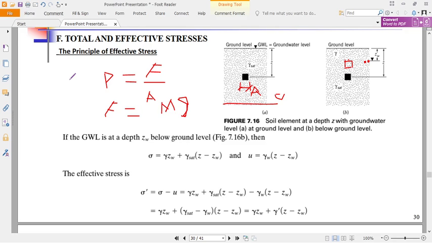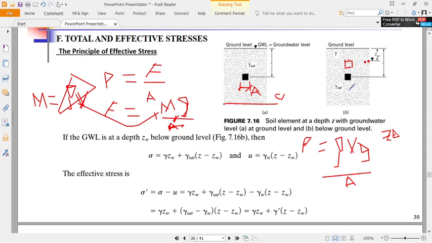So what is volume? Volume is equal to the depth of the soil sample times area. The weight of that volume is exactly that, if this sample is of this height, ZW. So when you substitute for volume, what do you get? You get our pressure P, or stress at any point. This A will cancel with that A.